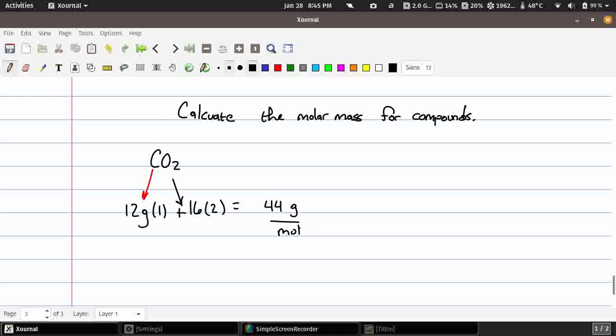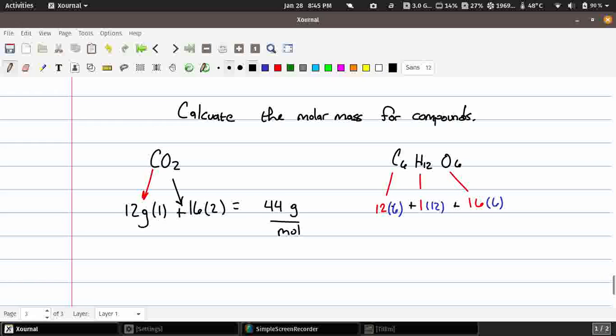You can do this for any molecule. It doesn't matter how big it is. So for instance, I could do glucose. Same thing. This is 12, 1, and then this would be 16. So 12 times 6, H times 12, and then 16 times 6. So you add these up.